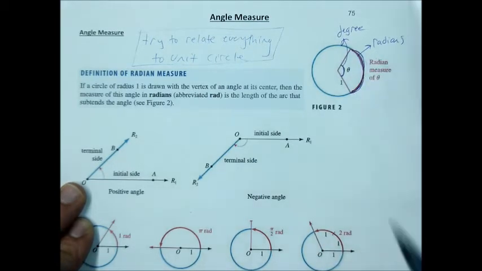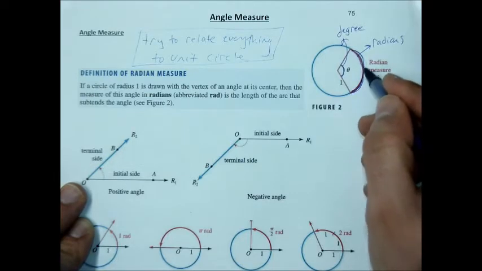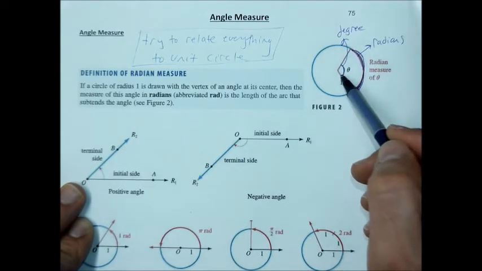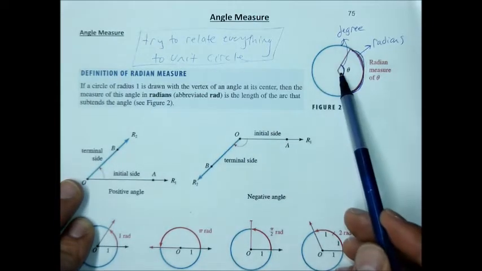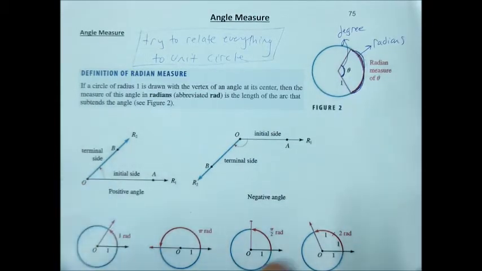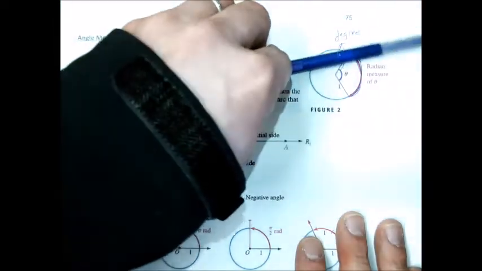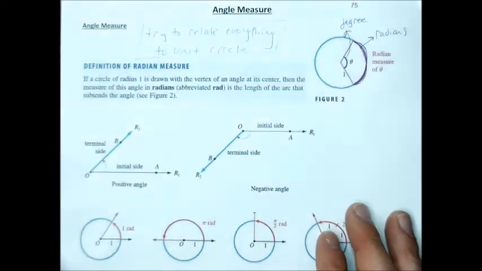Okay, and so once again, radians is a measurement walking along on the outside of the unit circle, whereas degrees is the measurement on the inside angle that's made when you change your terminal side and you move along on the unit circle there.